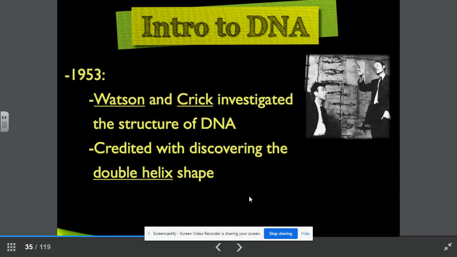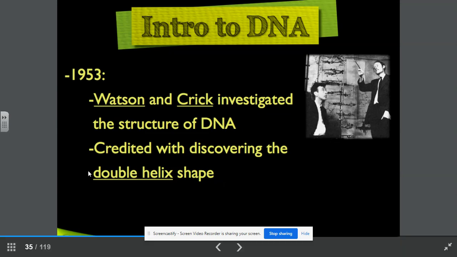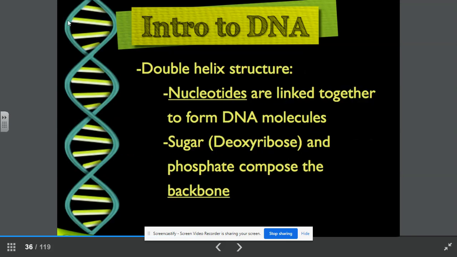In 1953, Watson and Crick came along and investigated the structure of DNA in further detail. They are credited with discovering the double helix shape. If you've ever driven downtown in Burlington and seen the sculpture outside of the LabCorp headquarters, you know what the double helix shape looks like. Here we go. This is the double helix shape that we refer to.